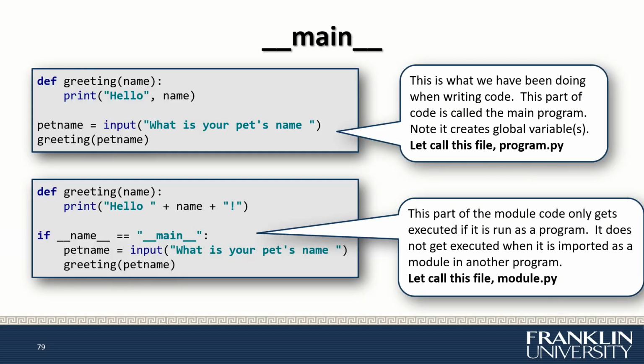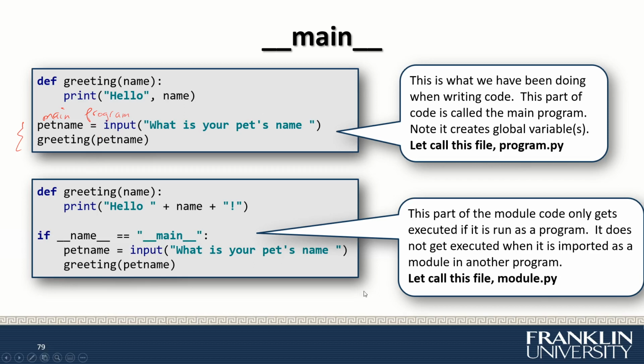So here's an example. The function greeting, I have two versions of a file. In this greeting, I define the function greeting and then pet name equal to input. This is the style we've been writing, where we define the function and then we have a main function. So this part is what I call the main program or the main function. This is the part where the program starts executing. These two programs work the same if you run them as a program.